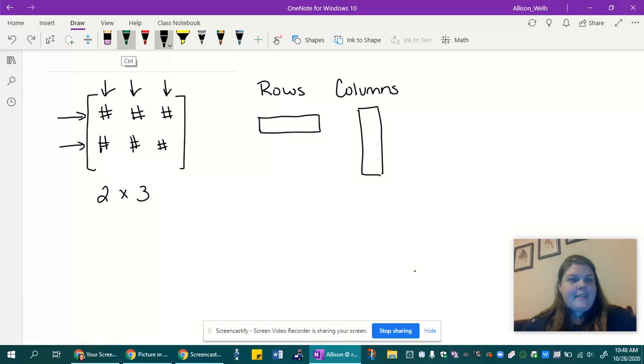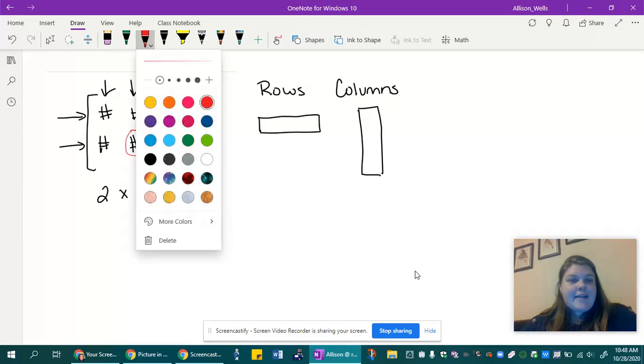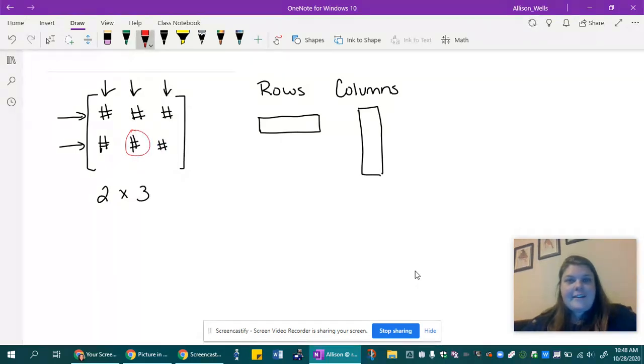For example, if I wanted to know the address of this digit, I list the address by the row and the column that the number exists on. So if I'm going to refer to that number, I would say that it's the term in row 2, column 2. So the address for that number is A22.